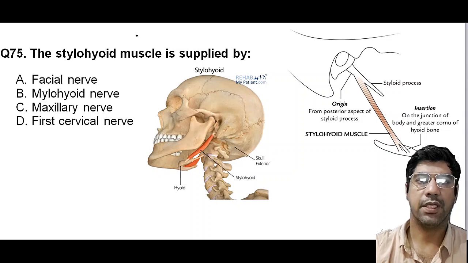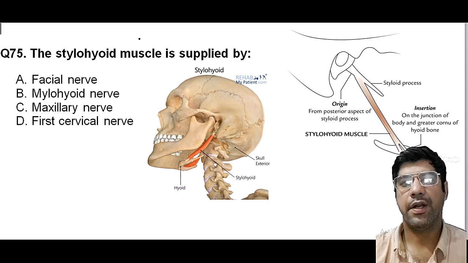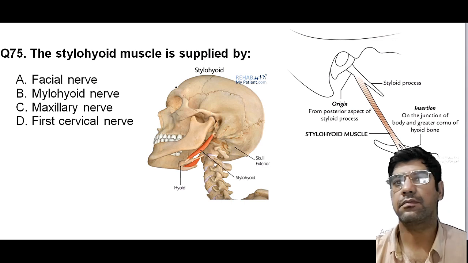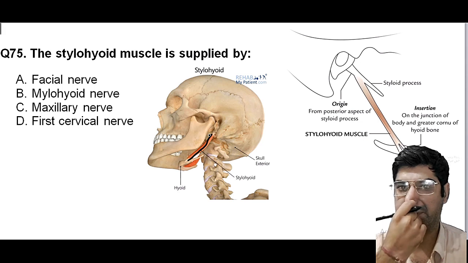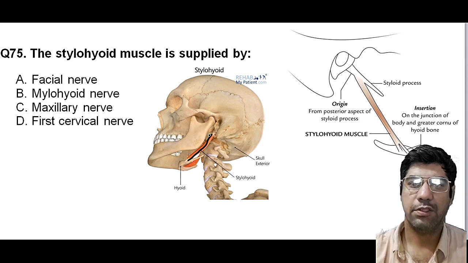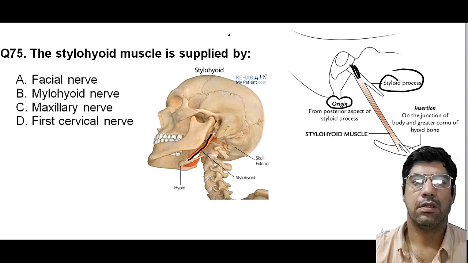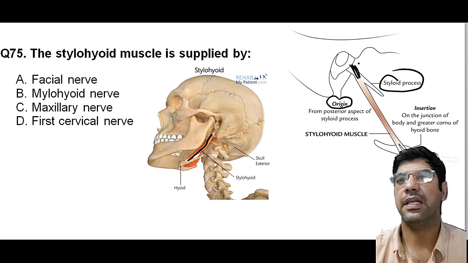So moving to the next question, the stylohyoid muscle is supplied by a branch of the facial nerve. So this one is the stylohyoid muscle. It has an origin at the styloid process. It originates from the styloid process of the temporal bone. Think of the styloid process like a tiny finger-shaped bone structure that hangs down from the base of your skull.